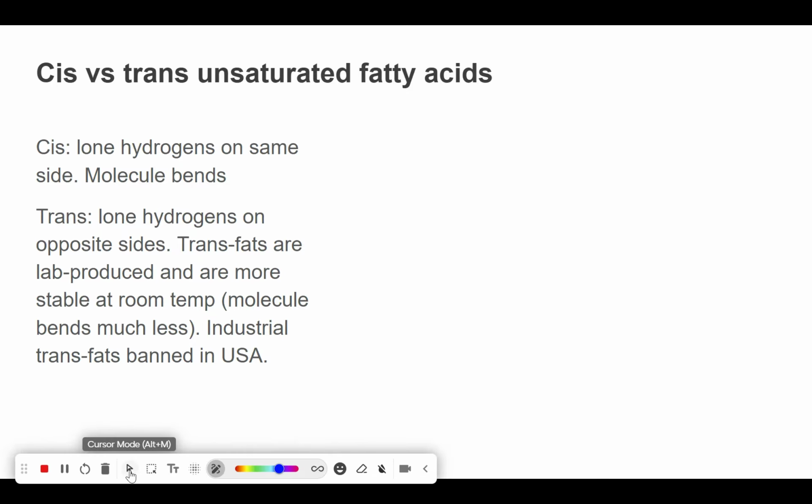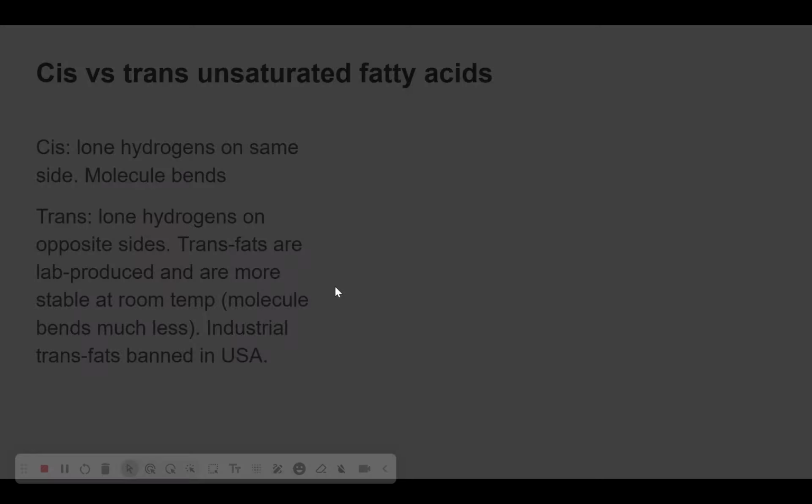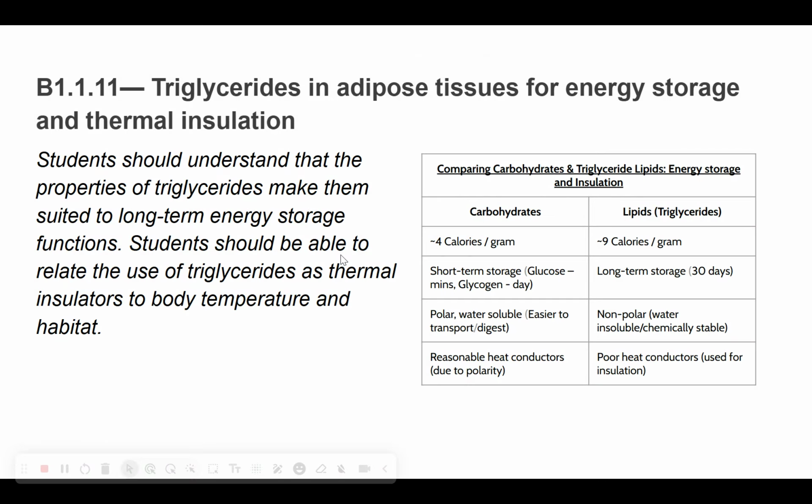But you should be able to recognize, I think, both the cis and trans positions for those fatty acid tails. Next point of information is about triglycerides in adipose tissues for energy storage and thermal insulation. Students should understand that the properties of triglycerides make them suited to long-term energy storage functions. Students should be able to relate the use of triglycerides as thermal insulators to body temperature and habitat.